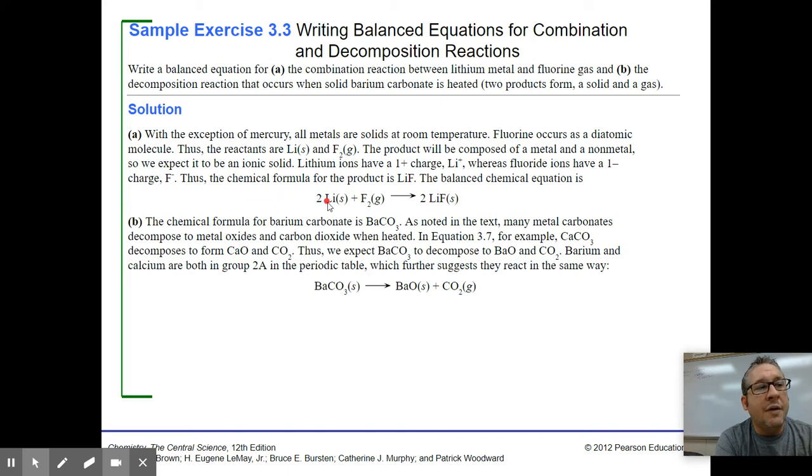As you see here, we put a coefficient of 2 in front of the lithium on the reactant side and a coefficient of 2 in front of the lithium fluoride, and we are done.